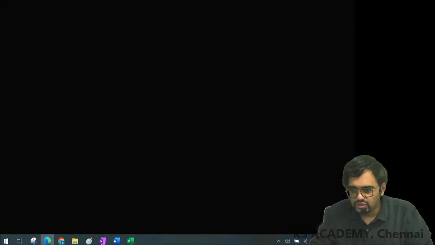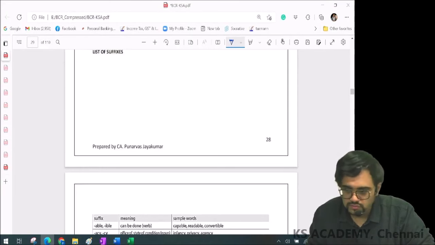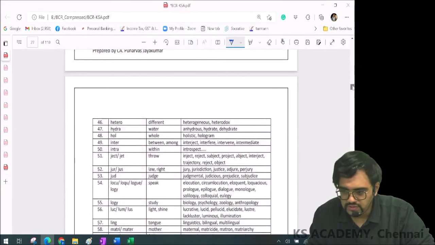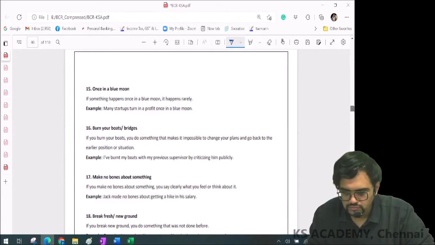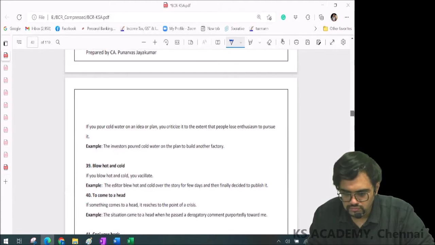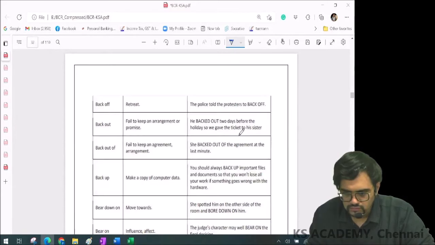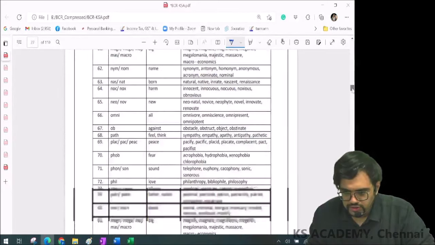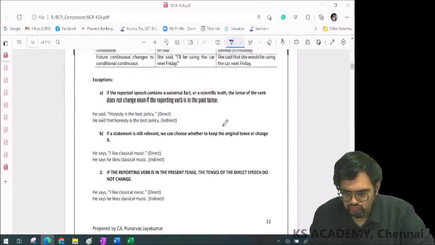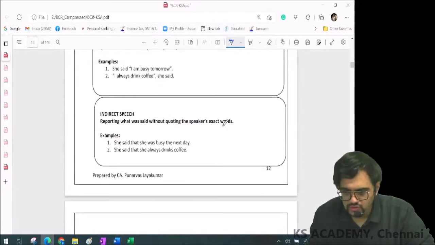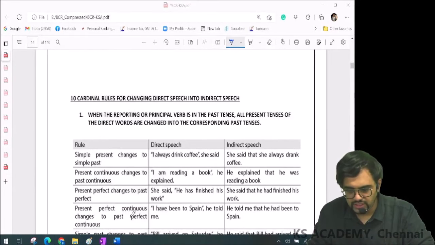There are certain rules for direct speech to indirect speech. Let's go to page 12. There you go. These are the rules. Page number 13 onwards. Rules for what? Direct to indirect speech.